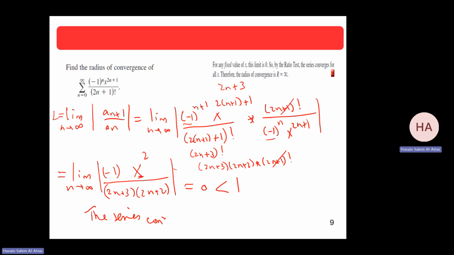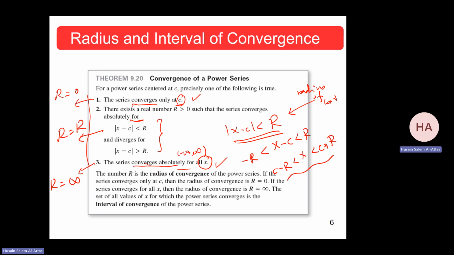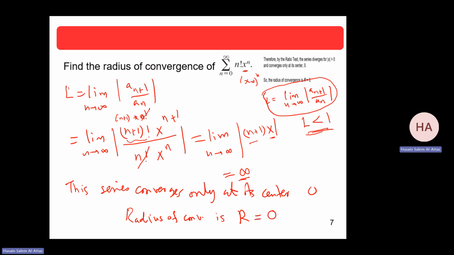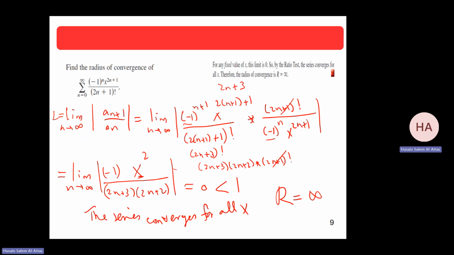Series converges for all x. So what is R? Capital R? Infinity. So we're in the third case, where the interval is between minus infinity and infinity. All values are fixed. So we have all three cases: R equals 0, the interval, where, as I said, we need to check the endpoints. That's what we'll do later. And it also converges for all x.